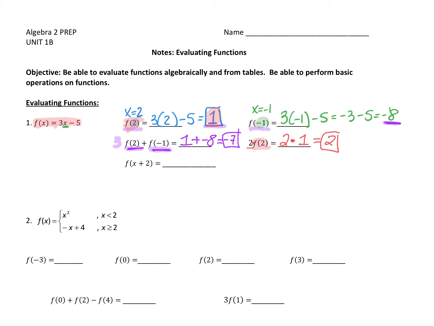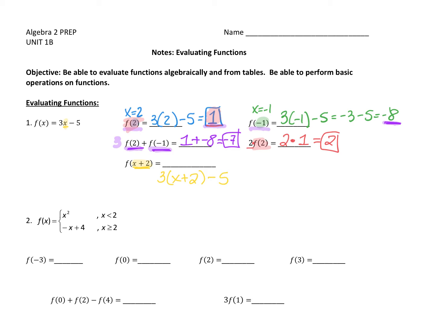Now this last one's a little tricky, but essentially, I'm going to take this x plus 2, and I am going to replace x with this x plus 2. So instead of 3x minus 5, I'm not going to write that. I'm going to write 3 times, and then instead of x, it's going to become x plus 2. So I'm taking x plus 2 and I'm replacing x in 3x minus 5.